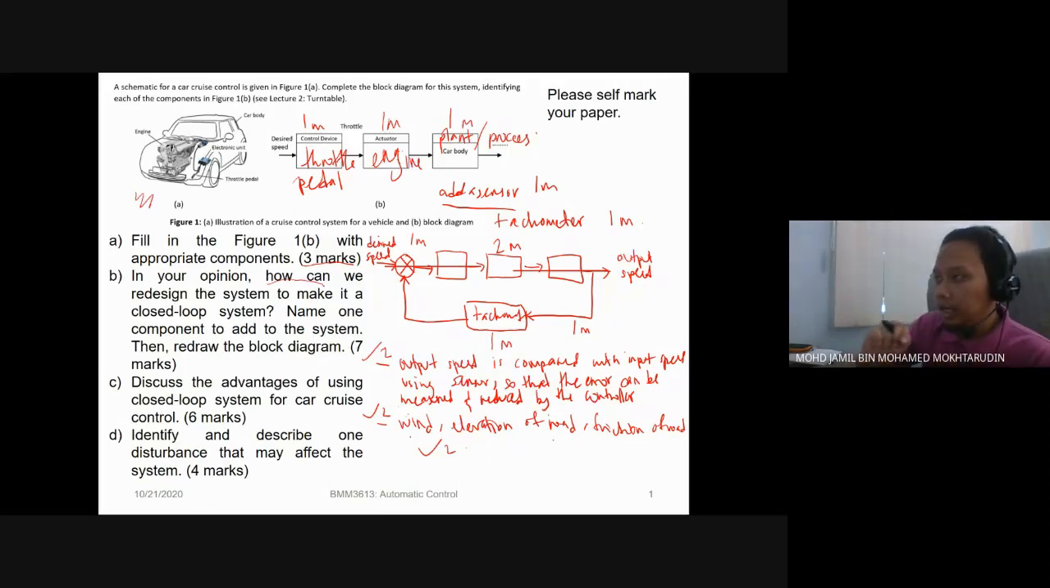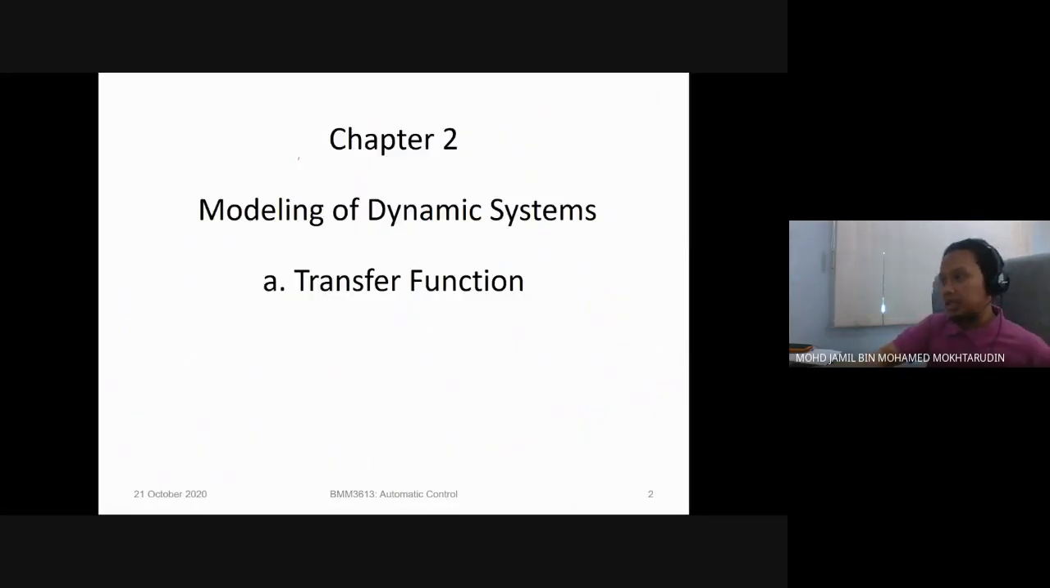Okay, so we can start with lecture number 2, which is basically chapter 2. In chapter 2 we will go into learning how to model dynamic systems. There are many kinds of dynamic system, but in this subject we are going to learn dynamic systems of translational mechanics, rotational mechanics, and also how to model dynamic systems with gears, and dynamic system of DC motor.